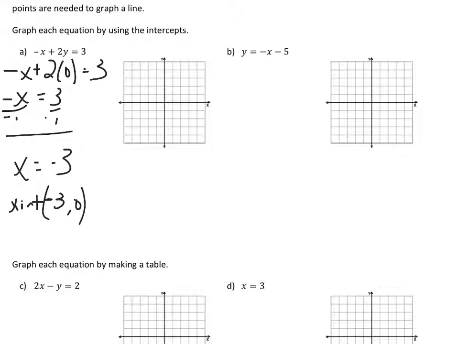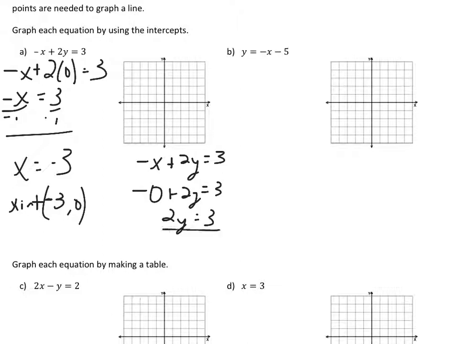Now I'm going to do the same thing for y. So I'm going to start from the beginning, negative x plus 2y equals 3. The y-intercept is found when x is 0. So I'm going to plug in a 0 for x and solve for y. Negative 0 is 0, so this is just 2y equals 3. I don't care what 2y is, I need to know what 1y is, so I'm going to divide both sides by 2. So I get y equals 3 halves.